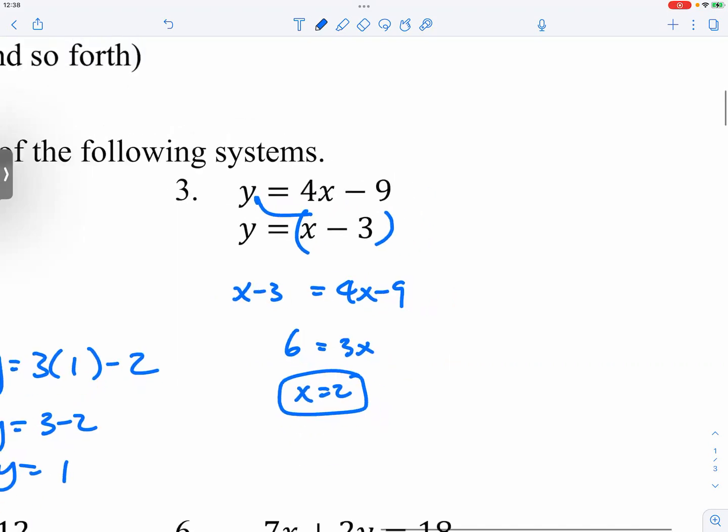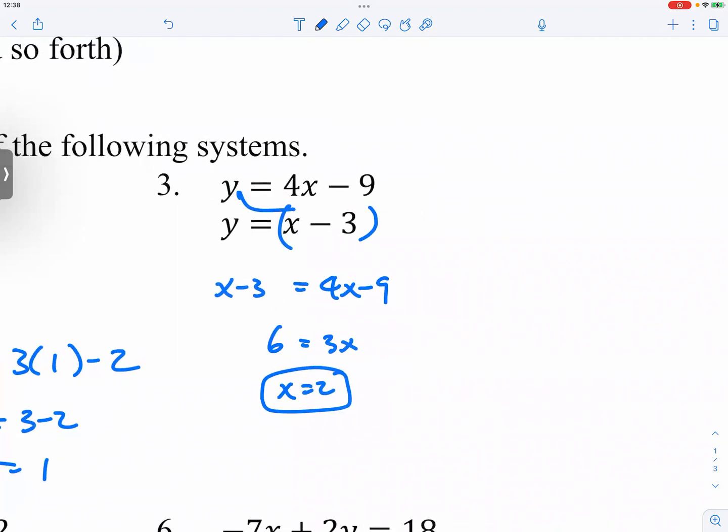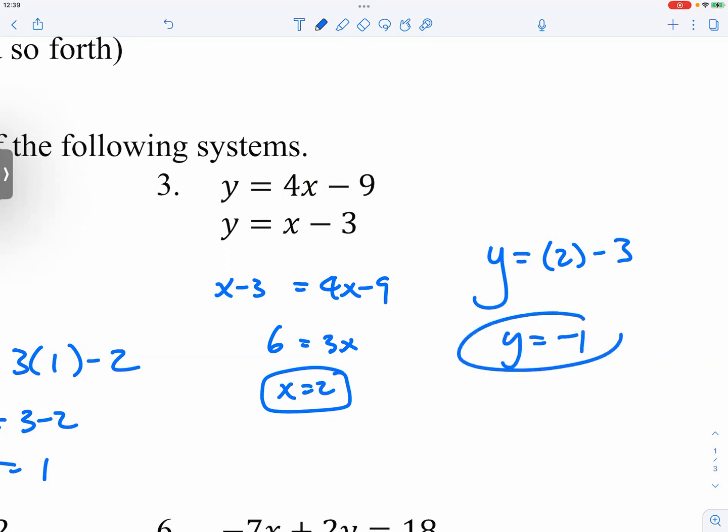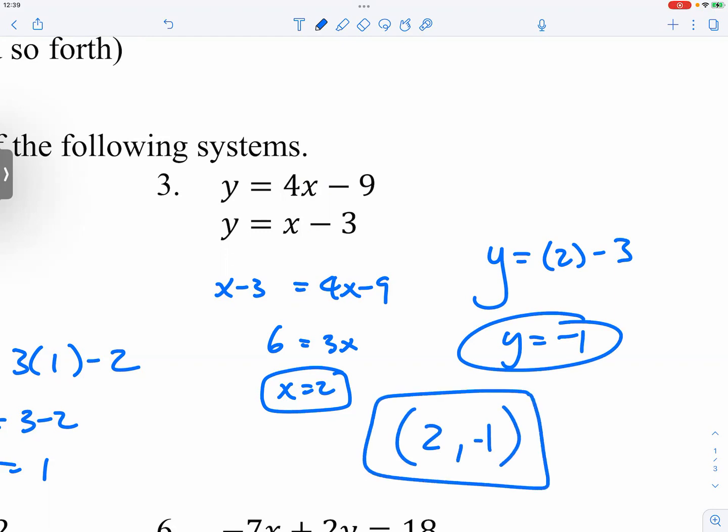Okay, and then we say, hey, x is equal to 2. What's y? Again, the question is, what decision are you going to make? Are you going to use the first equation or the second equation to find out the y value? Anyone first equation? Anyone second equation? Yeah, looks easier. Definitely looks easier. So y is equal to -1. So therefore, our solution is 2, -1. Okay, 2, -1.